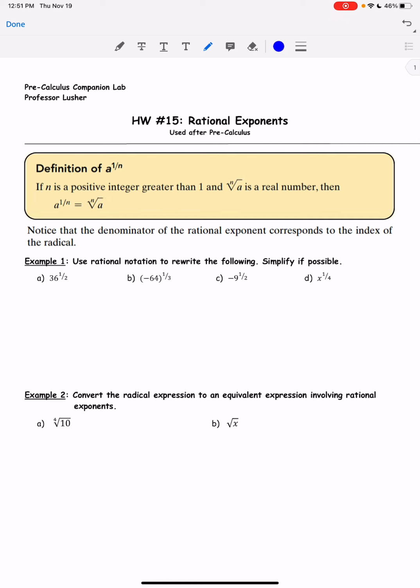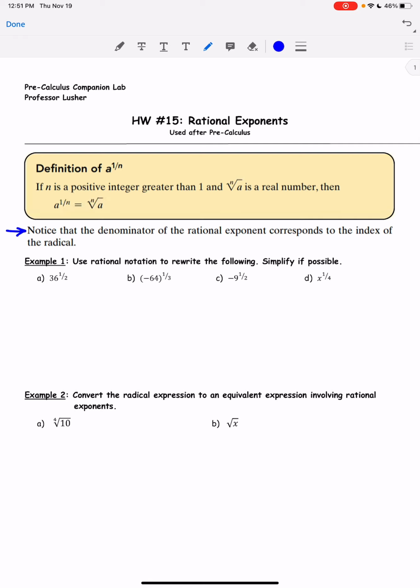So in this one, if we are given some number to a power that is a fraction, what that really represents is a radical. And so it says right here, notice that the denominator of the rational exponent corresponds to the index of the radical. So whatever that bottom number is, that's what becomes your index.